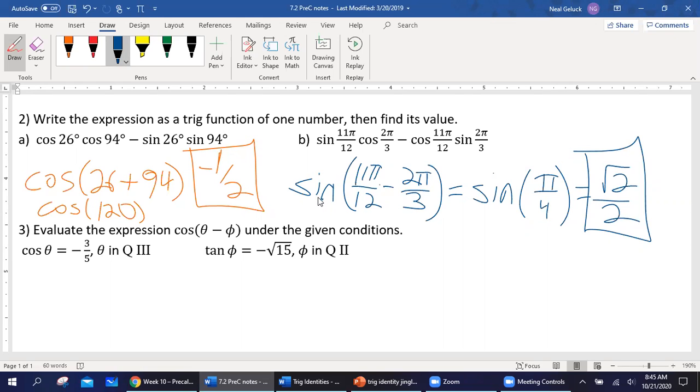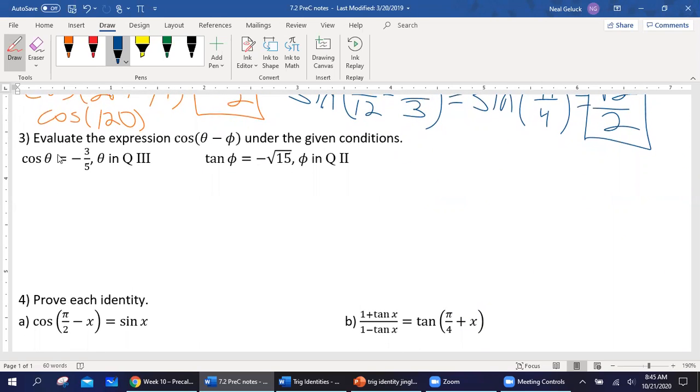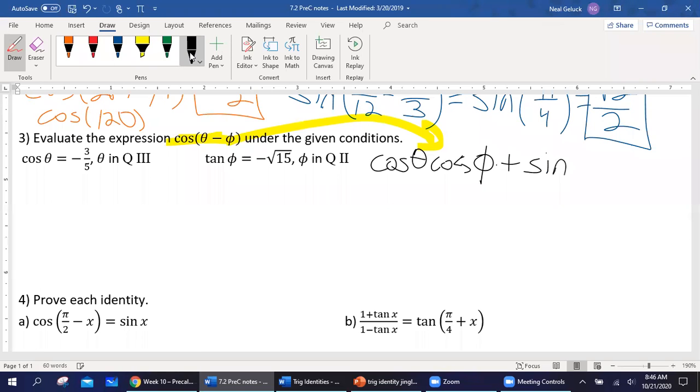For number 3, we're given some information. Notice these are not going to be our normal 30, 60, or 45 angles because our cosine and tangent here are weird numbers. These are going to be ones we have to draw out a triangle. This is what we want to know, the cosine of theta minus phi, P-H-I, pronounced phi. So the cosine identity. Write this over here. Addition, subtraction, cosine flips the sign, so I know it's going to turn into plus. Sine is mirrored, it keeps the sign, while you double for cosine. So this goes cosine the first thing, cosine the second thing, plus sine the first thing, theta, sine the second thing, phi.